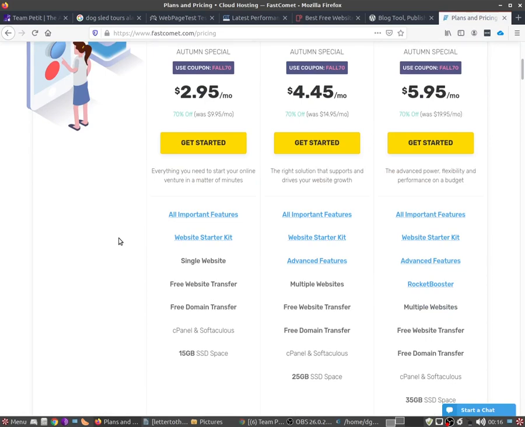So, SSD is, the old hard drives were physical drives, and they have physical components, a platter and an arm that moves around. The new hard drives are like big memory sticks. There's no moving parts. Those are much faster.